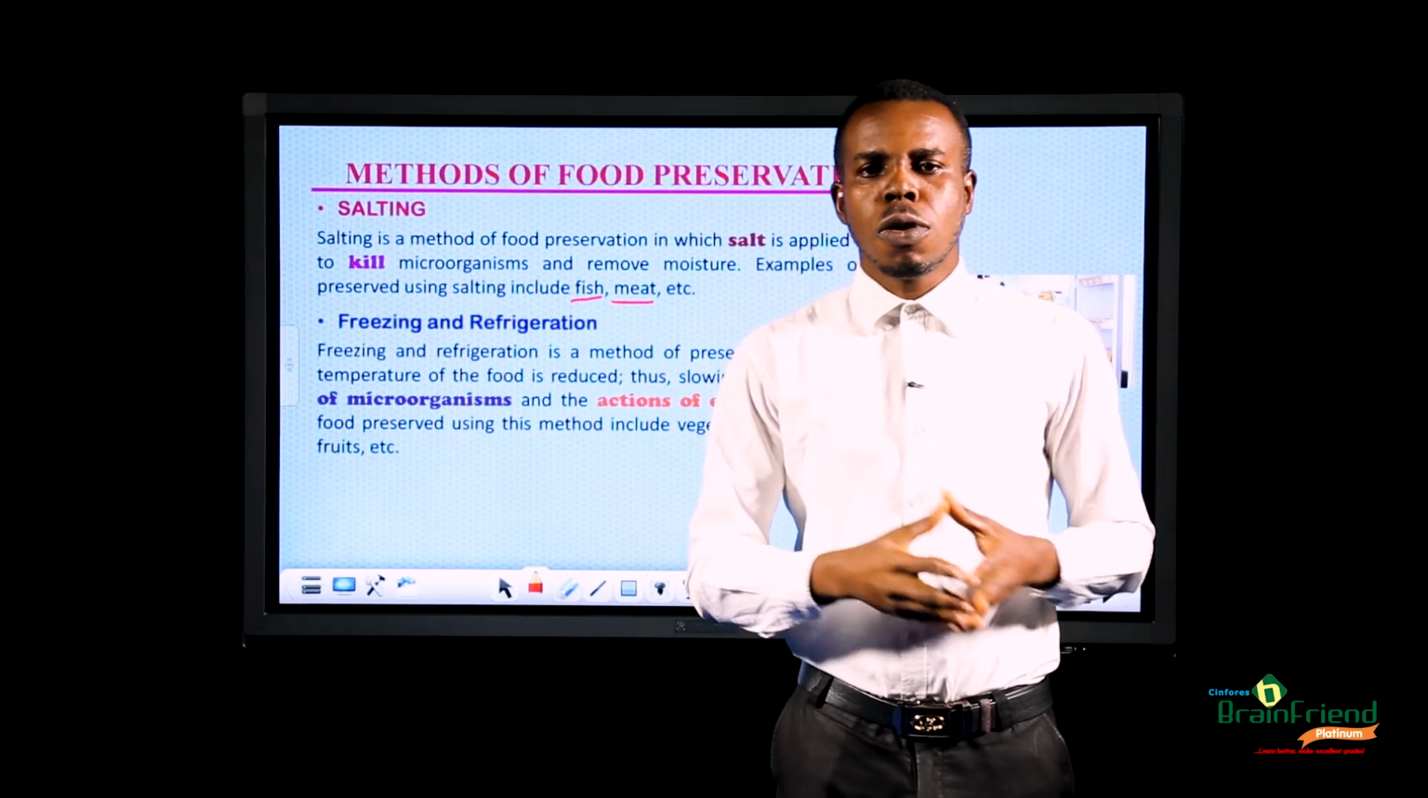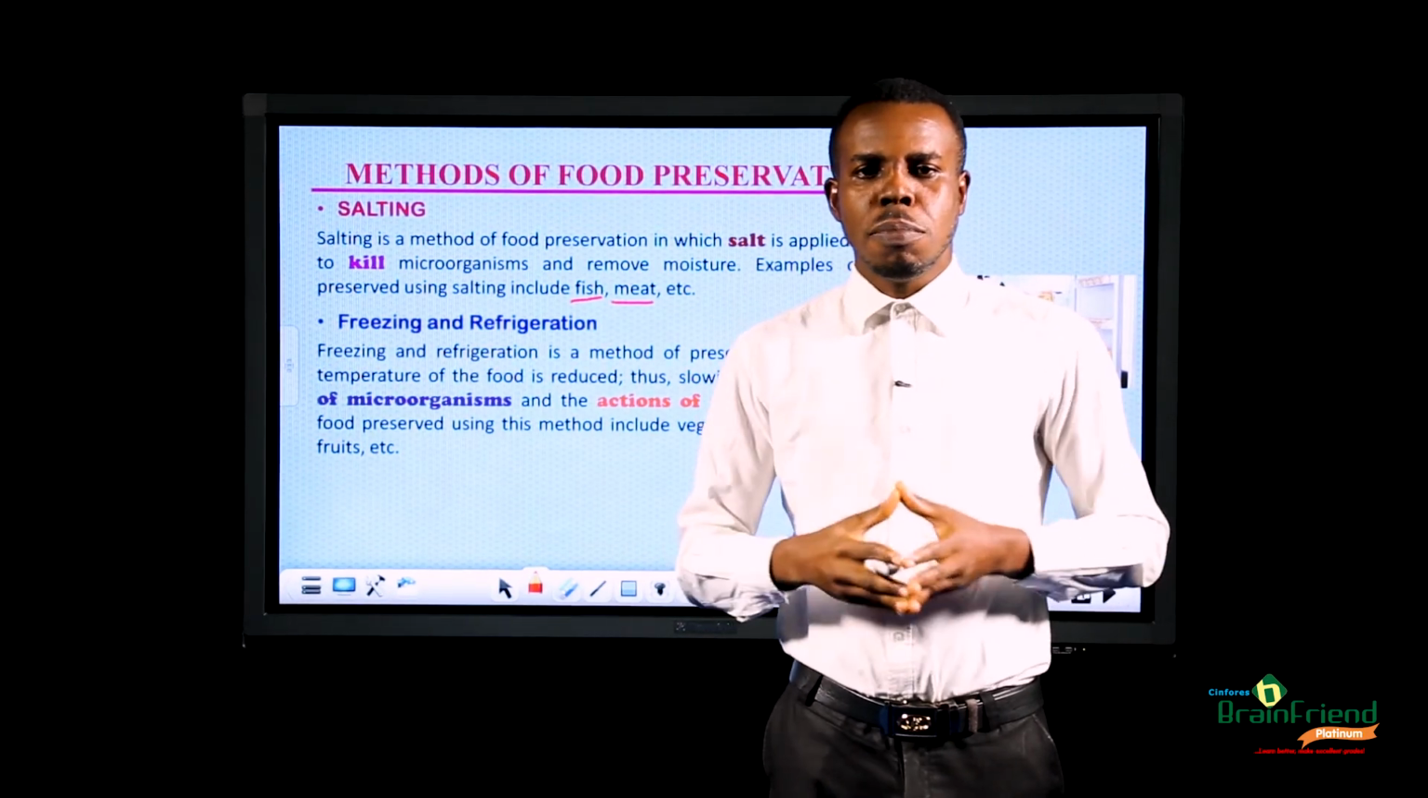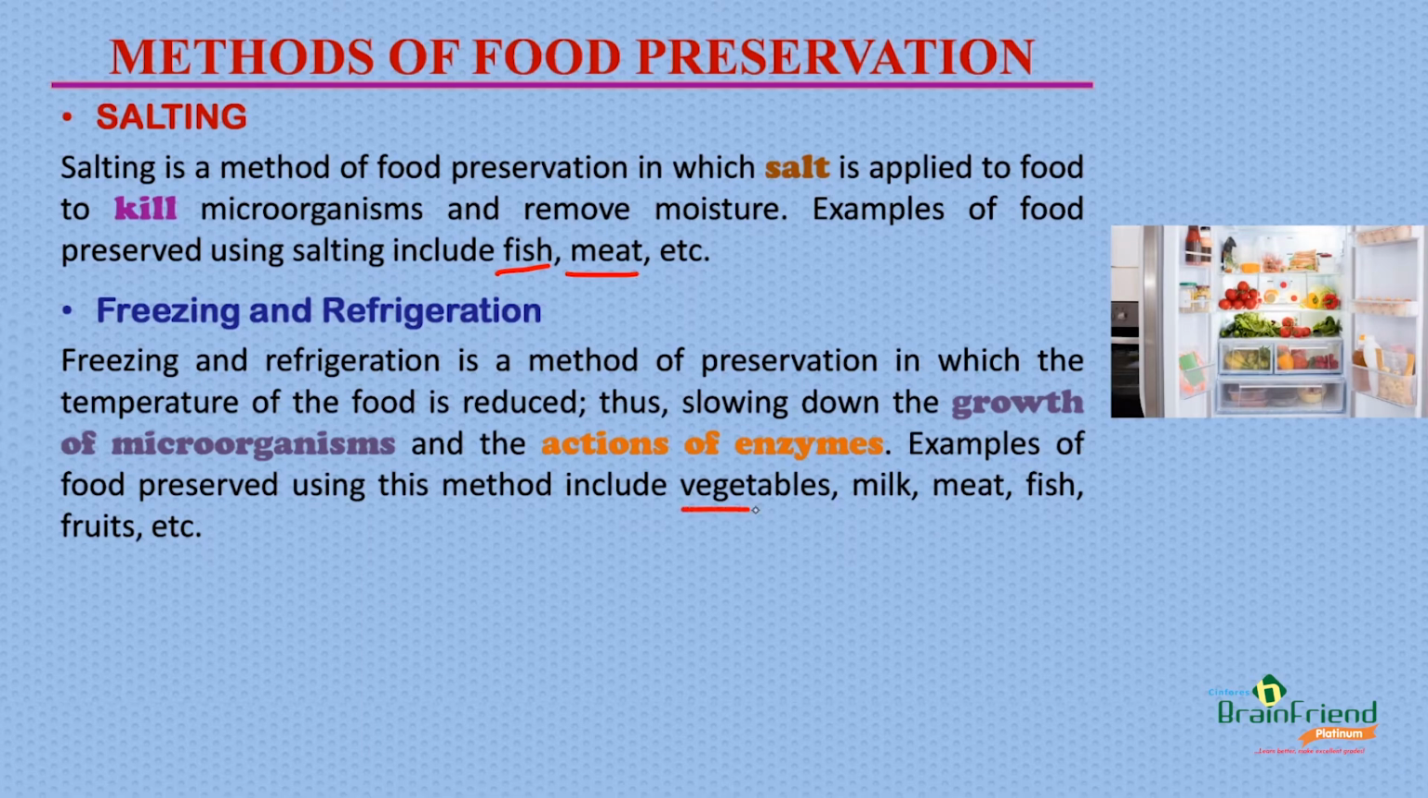Some examples of food preserved using this method are vegetables, milk, meat, fish, fruits, etc. This is a typical image of refrigeration used in preserving food items.